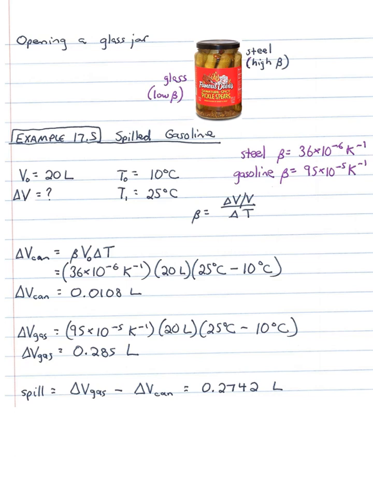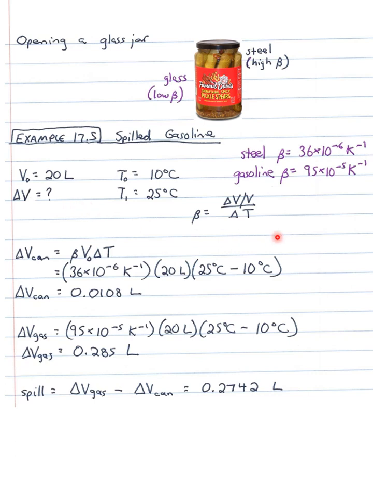And let's be precise with our terms. It uses the term gas. That's what we call it in our everyday language, but we're not talking about the phase of gas. We're talking about gasoline. All right, so we need steel and its beta and gasoline and its beta. We can look those up in the book, but there they are. We have V0, 20 liters, T0, 10 degrees Celsius. T1 is 25 degrees Celsius. Delta V is what we want to know. It's asking by how much does the volume change.